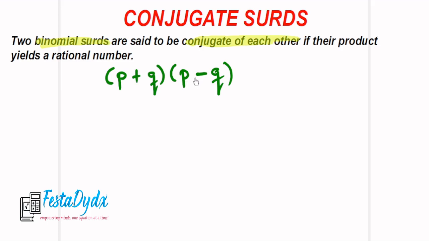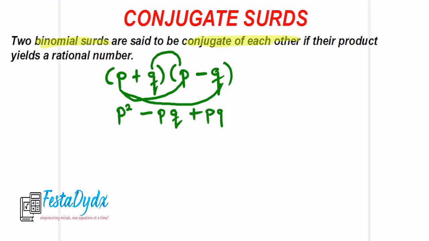So now I would love us to expand these values. Now for us to expand this, we'll have P times P, which is going to give us P squared. And here we'll have P times minus Q. P times minus Q is going to give us minus PQ. Now here we have plus Q times P. It's going to give us plus PQ. And then we'll have plus Q times minus Q, which is going to give us minus Q squared.